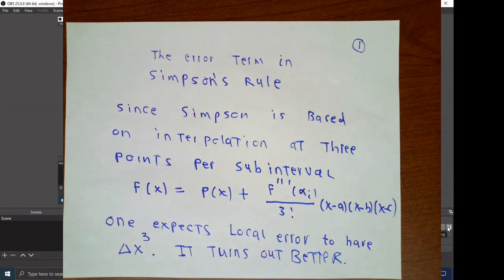I'd like to discuss the error term in Simpson's rule. Since Simpson's rule is based on interpolation at 3 points per double subinterval, the function value is exactly the polynomial plus a term that has a cubic in it. One expects the local error to be delta x cubed, but it turns out to be better than that.